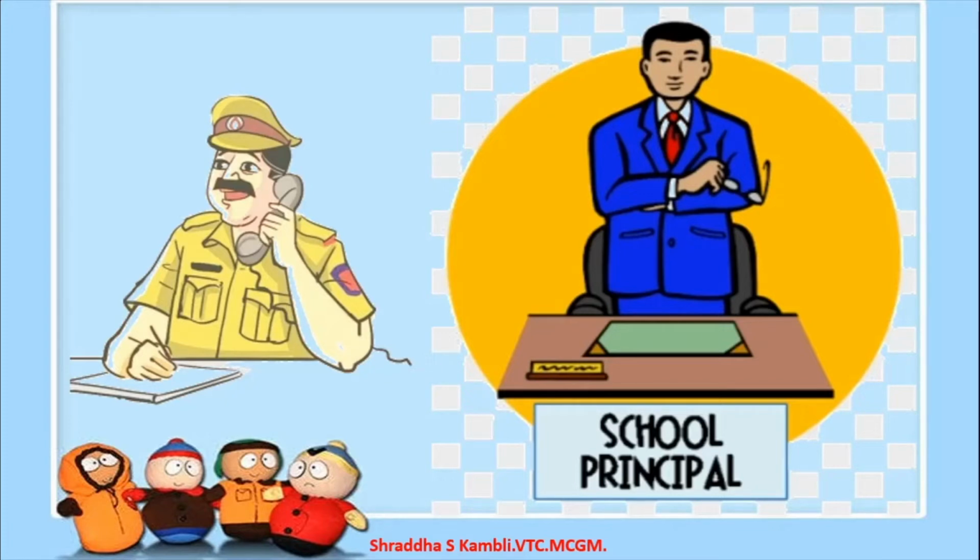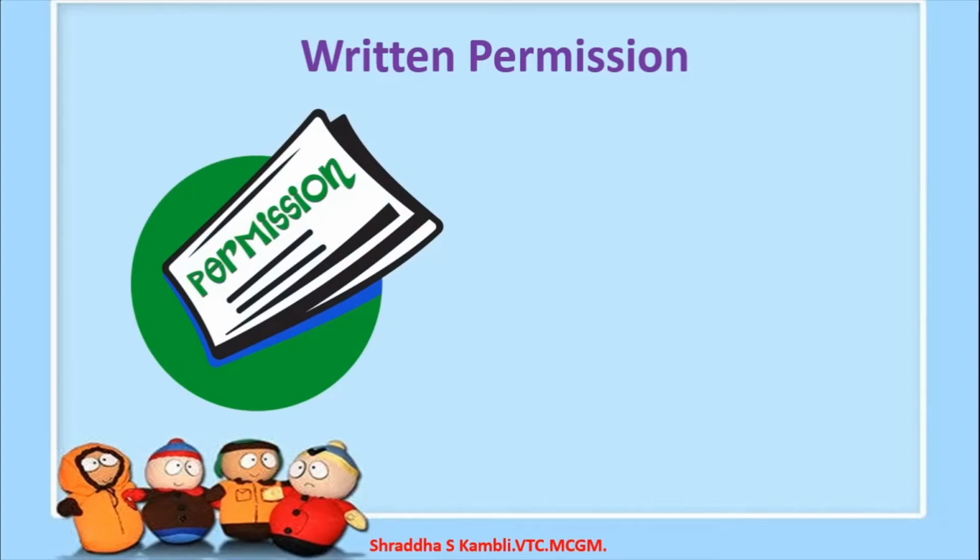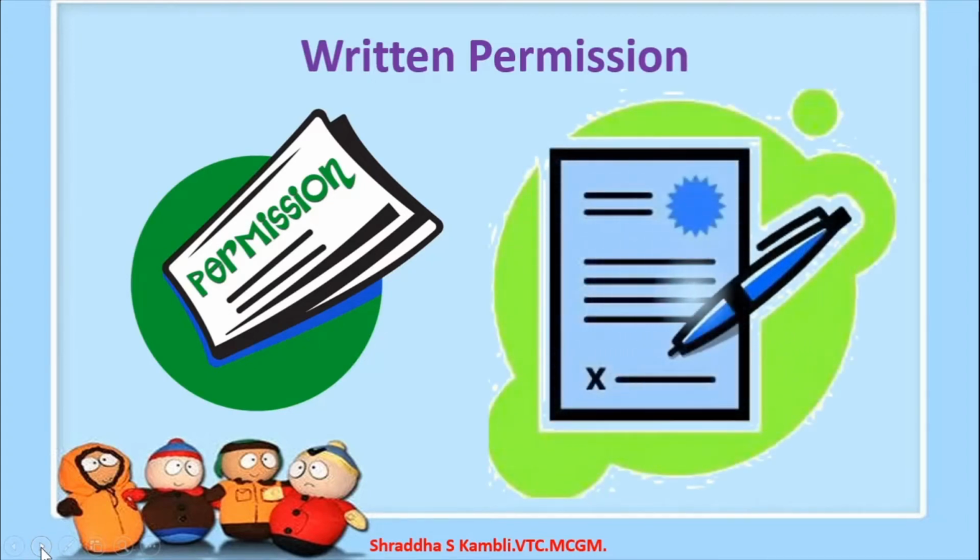So in this case also, you will have to ask for permission in another manner. You cannot ask for it orally. So how will you ask for it? You will ask for written permission. In such cases, if you want permission from the police inspector of your area, or from your school principal, you will need to ask for written permission. You will have to write to your school principal. You will have to write to the inspector of the police station to ask for permission.